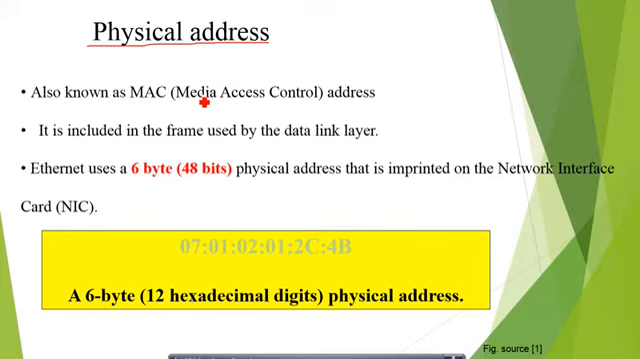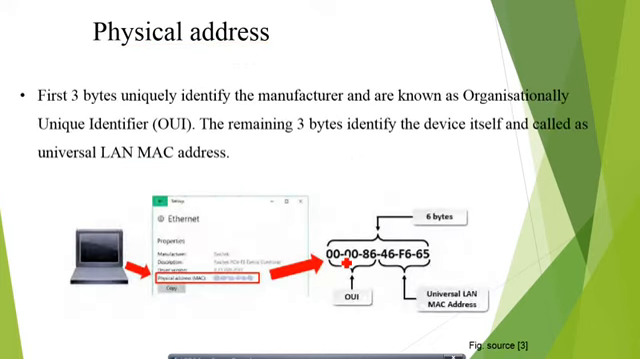Physical address is also known as the media access control or the MAC address. This is a 6 byte length address that is imprinted in the network interface card of the system. So you can see the example of the physical address. This is the total 6 bytes, written in hexadecimal format.